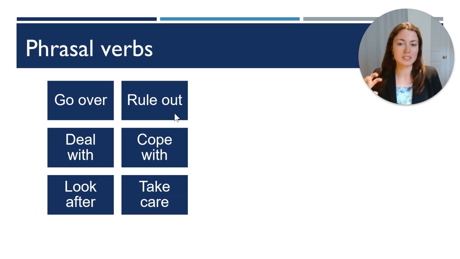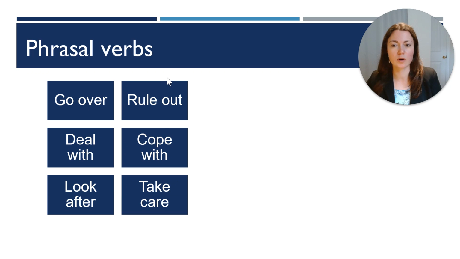Rule out usually means to cancel something or to eliminate. So, your results have ruled out cancer. Let's talk about some other things your results have shown, for example. Or I'm going to give you some tests to rule out possible other causes, for example.